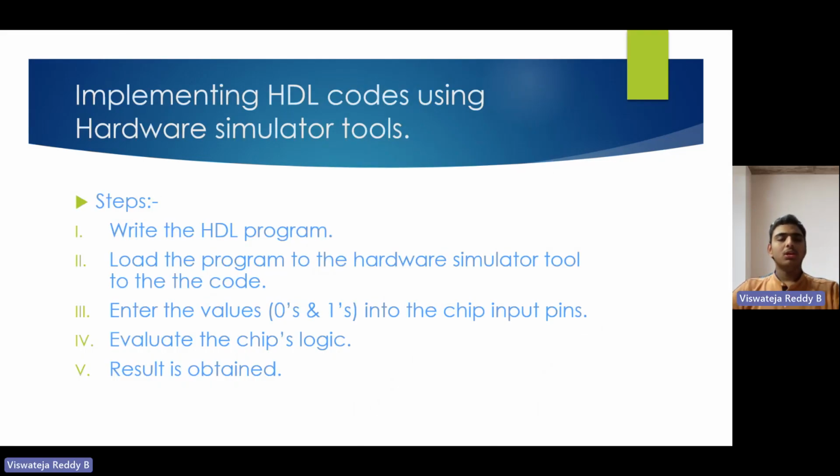Implementing HDL code using hardware simulator tools. These are the steps for implementing HDL code. Write the HDL program, load the program into the hardware simulator tool, enter the values, zeros and ones, into the chip input pins, evaluate the chip's logic and get the result as output. First of all, we write the HDL code and load it into the hardware simulator tool. And we will input the values, that is zeros and ones, Boolean values, to test the chip's logic. Then the chip's logic will be evaluated by the hardware simulator tool and the results will be obtained.